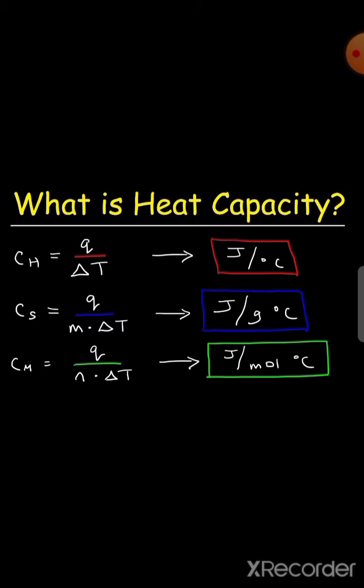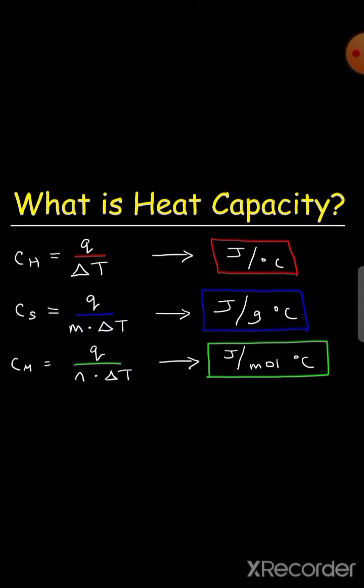The formula is noted as C_s is equal to Q divided by M into delta T. So the unit is joule per kilogram per degree Celsius. The dimensional formula is L squared T to the power minus 2 theta to the power minus 1. Next, we will see the definition for molar specific heat capacity.